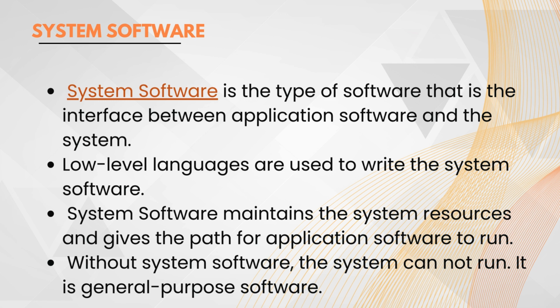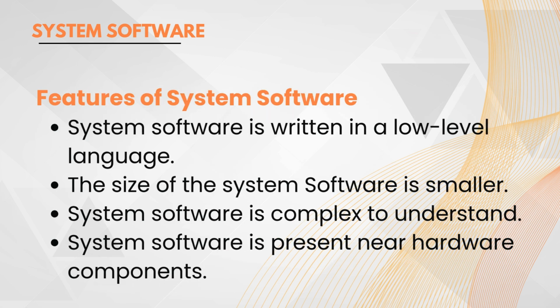System software. System software is the type of software that is the interface between application software and the system. Low level languages are used to write the system software. System software maintains the system resources and gives the path for application software to run. Without system software, the system cannot run. It is general purpose software.